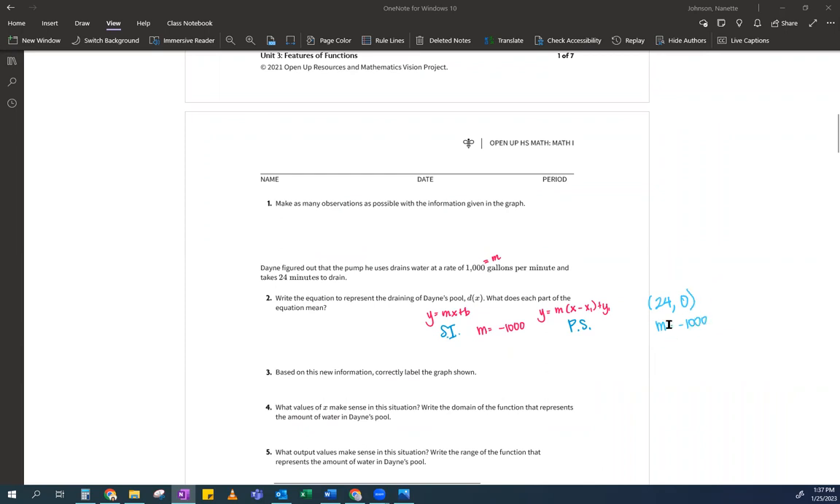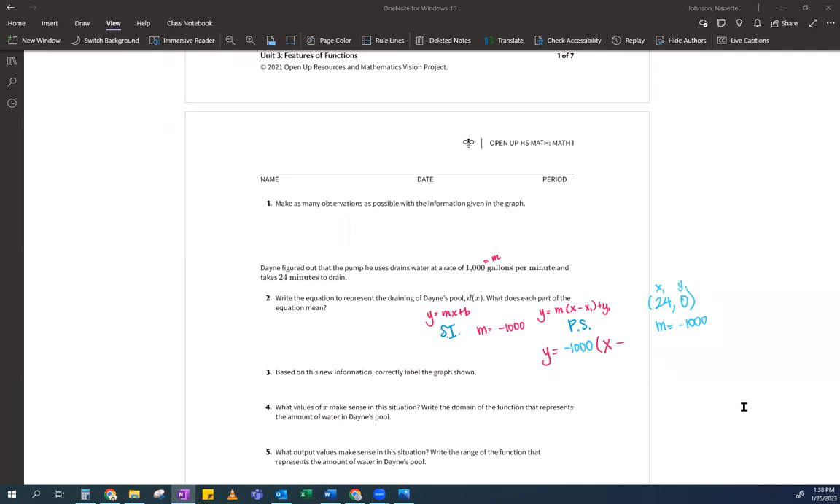Ready? Take all these pieces and plug them in like this. Y is Y. Equals is equals. M is negative 1,000. Parentheses is parentheses. X is X, minus is minus, x1. Ms. Johnson, you didn't tell me what x1 is. Where's my x1? What's x1? Yes, it's 24. In case you didn't know, this is x1. This is y1.